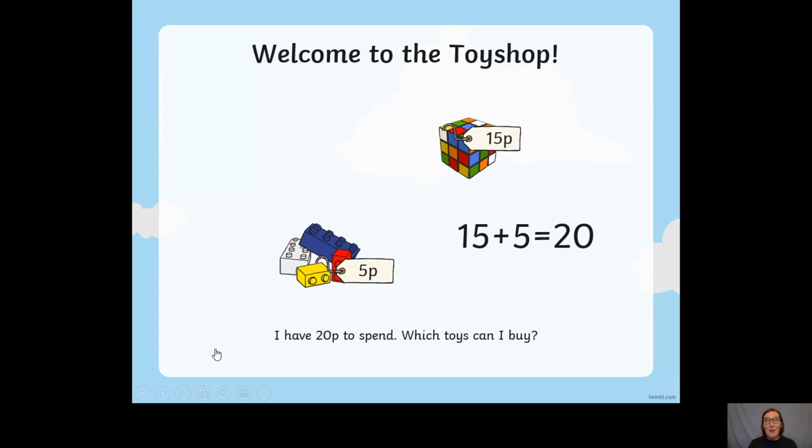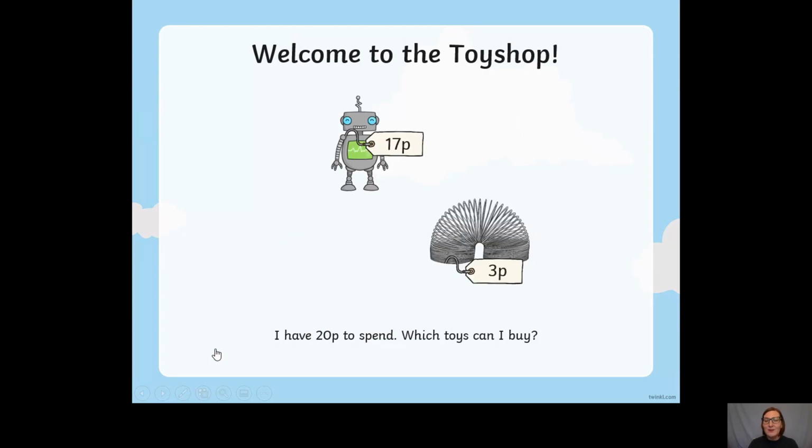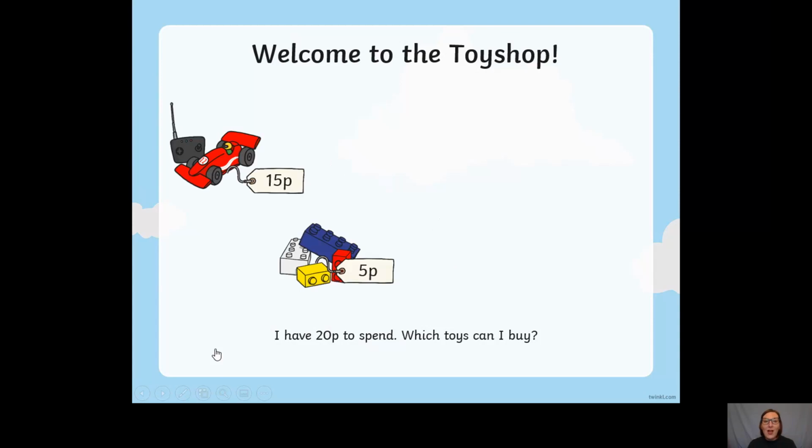Let's have a look at another option. I wonder if you got this one. I had the robot and the slinky. 17 and 3. I know that 17 and 3 makes 20. So I could add those two together. I've got another one. The car and the bricks.